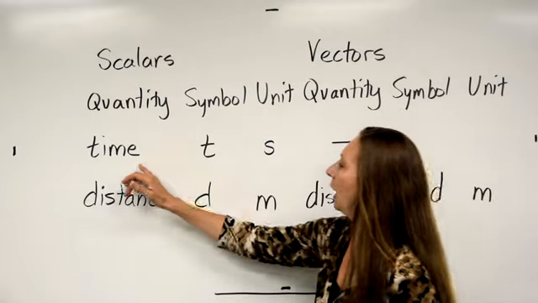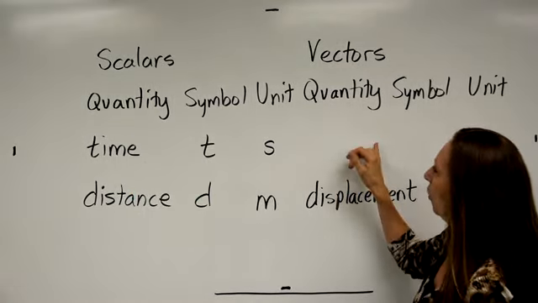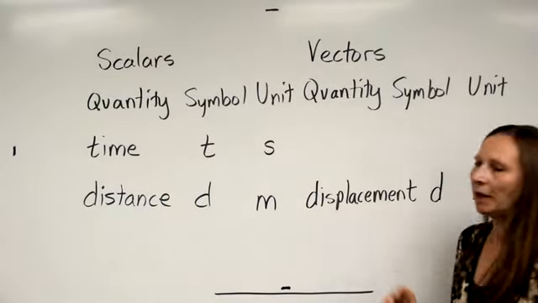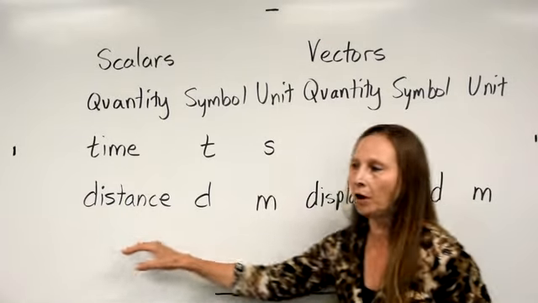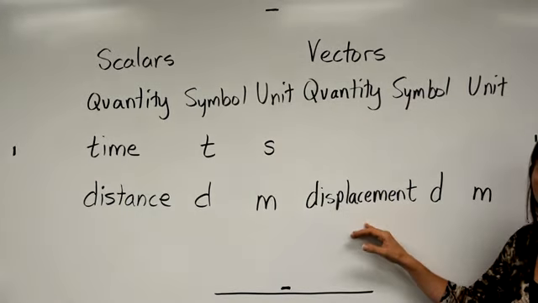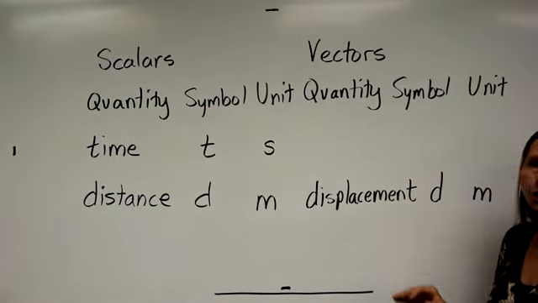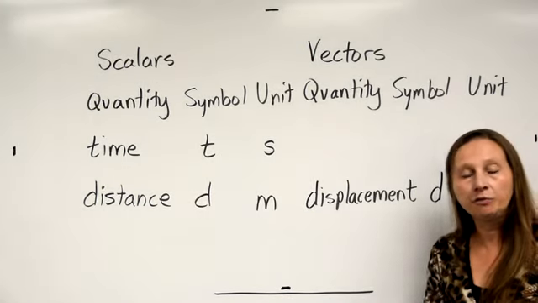All right, so time stands alone. There is no corresponding quantity that relates to time. But distance and displacement are a pair. The scalar, distance, comes first, and the vector, displacement, second. So use this chart and this memory trick if you find it helpful.